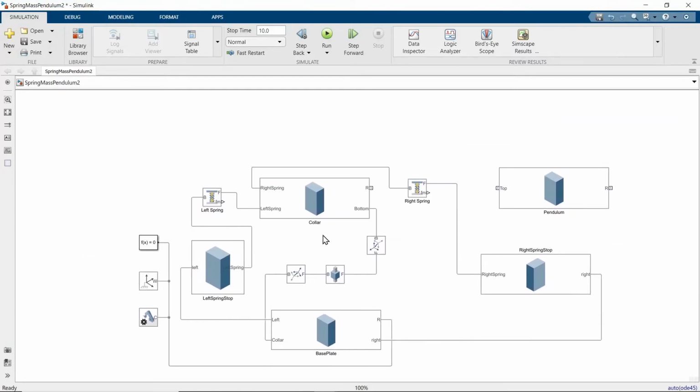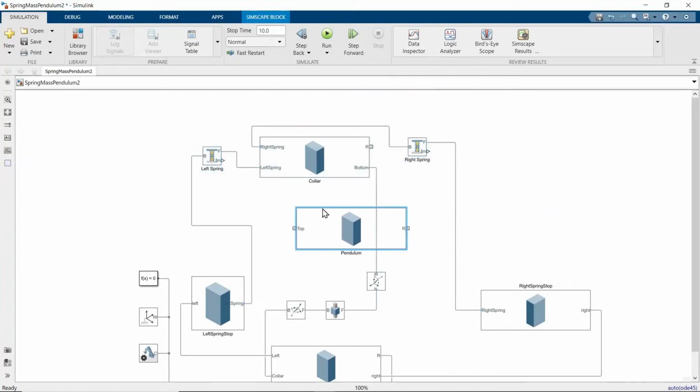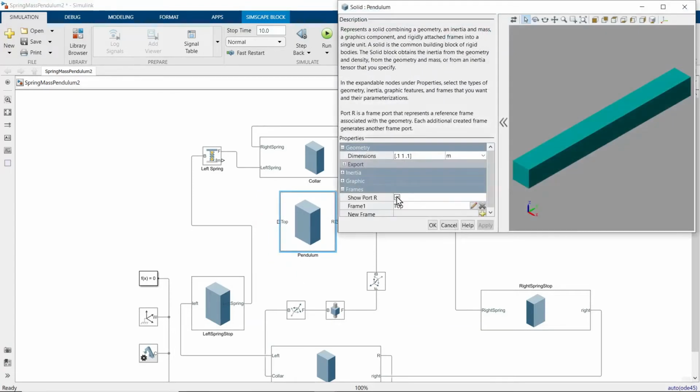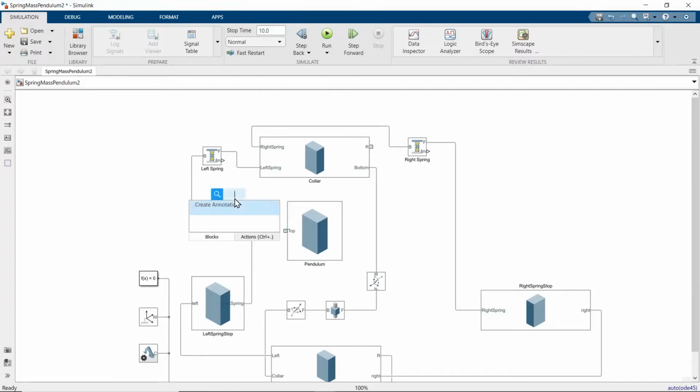So let's squeeze it in here. I need to move these three up a little bit. Okay, like this. Squeeze our pendulum here. And I'm not going to use this port, so I don't need to see it. We just really need the top. And the top is going to be connected to the R of this one through a revolute joint. So revolute joint.